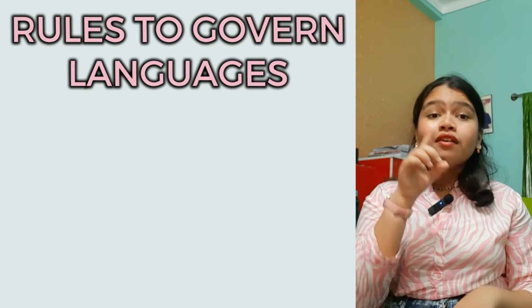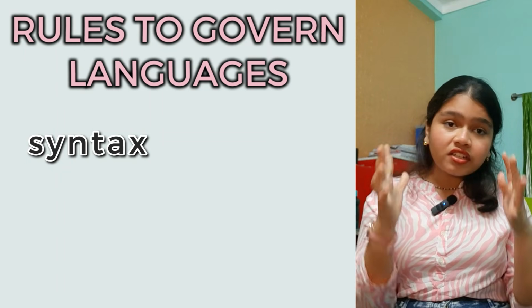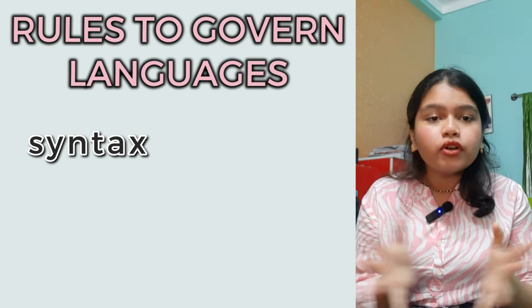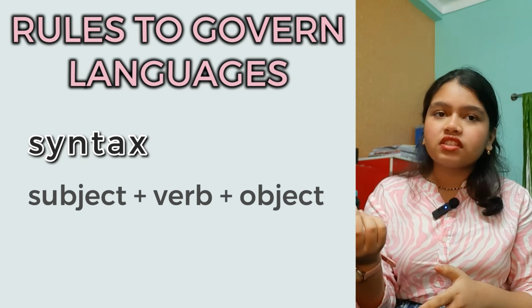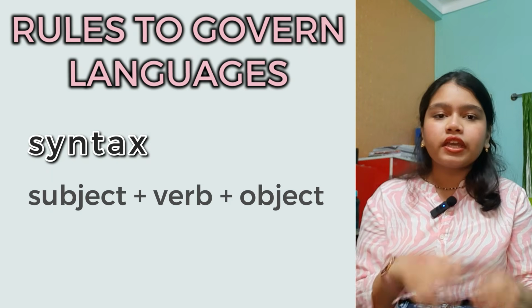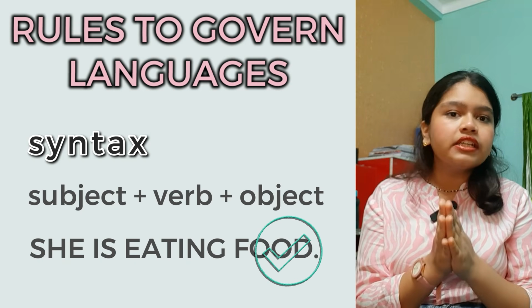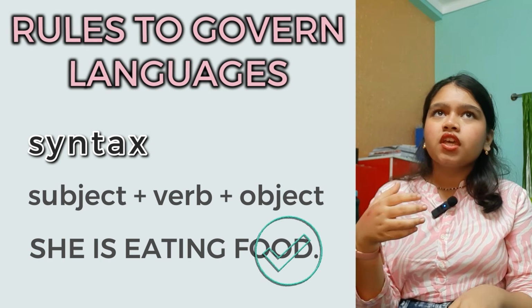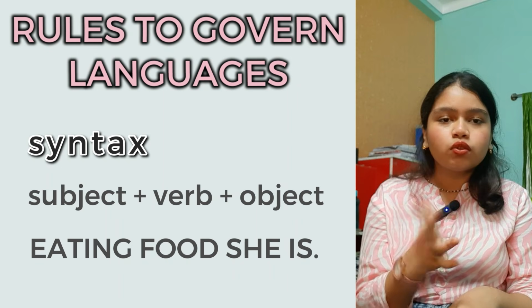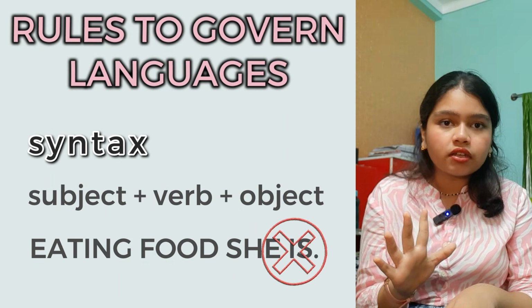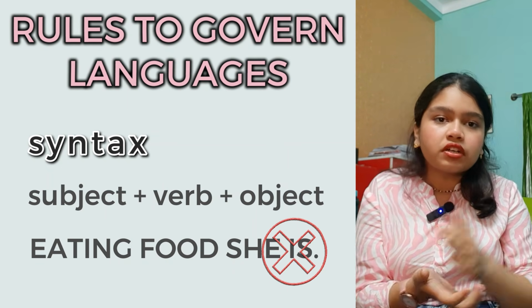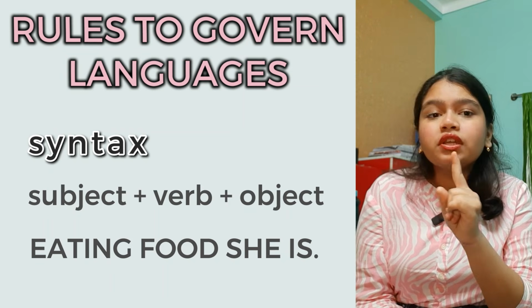What are those rules? First is syntax. Syntax means the set of grammar rules, where first we use the subject, then the verb, then the object. So if I say "she is eating food," that is syntactically correct. But if I say "eating food she is," that is not syntactically correct, right? Because it is not adhering to the grammar rules. So the first rule is syntax.